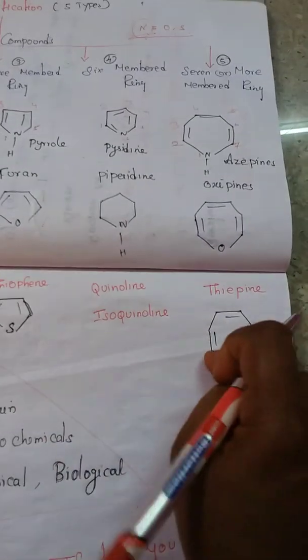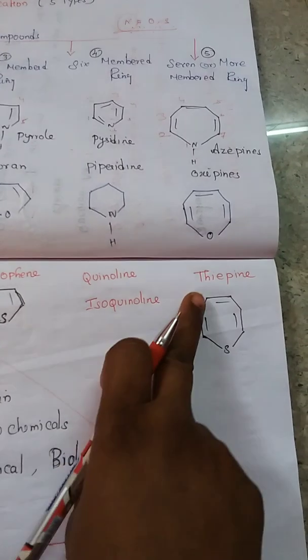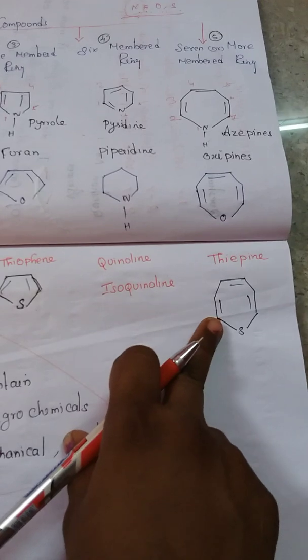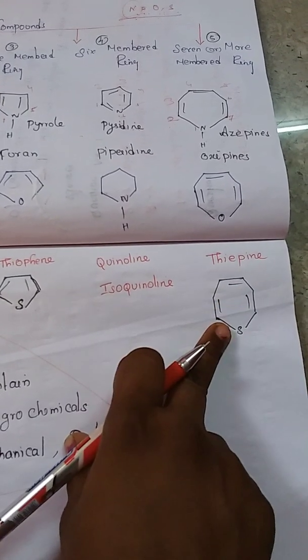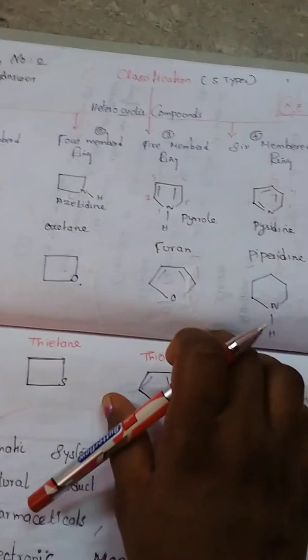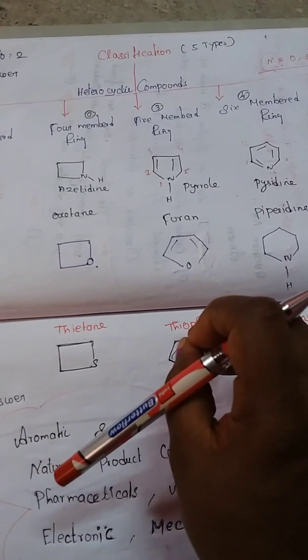Next, the 7-member ring, thiepine. It has 1, 2, 3, 4, 5, 6, 7 atoms: 7 atoms in which one carbon atom is replaced by sulfur. That is called classification. This is most important for BSc third year students.